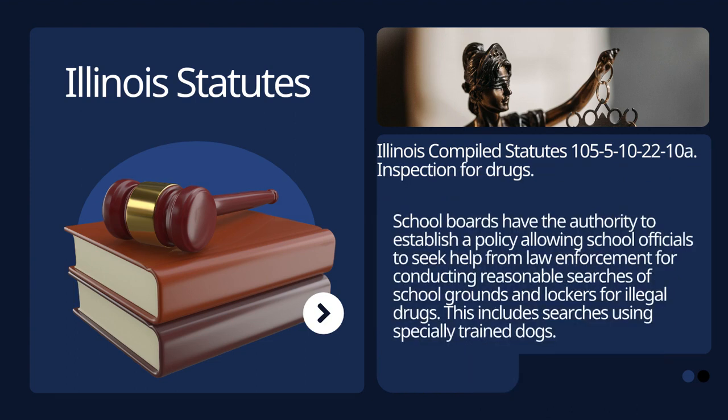Illinois Compiled Statutes 105 ILCS 5/10-22.10a. Inspection for drugs. School boards have the authority to establish a policy allowing school officials to seek help from law enforcement for conducting reasonable searches of school grounds and lockers for illegal drugs. This includes searches using specially trained dogs.